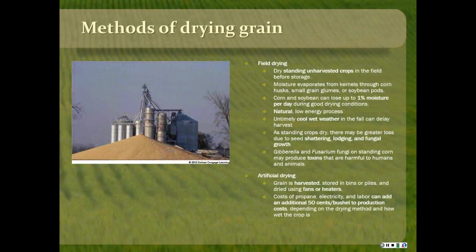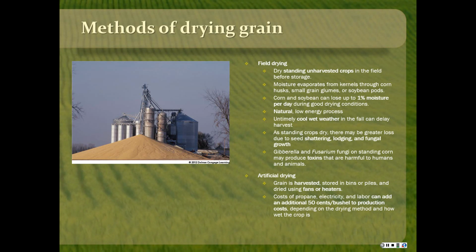And there are different methods of drying grain. Field drying is just drying standing unharvested crops in the field, letting them dry to the correct moisture as much as you can before harvesting. Moisture will evaporate from the kernel through the husks or the glumes. Corn and soybean can lose up to 1% moisture per day during good drying conditions. And this is a natural low-energy process. You don't have to do anything; with the right weather, you can just let it happen. But untimely cool, wet weather or rain at the wrong time can delay harvest.